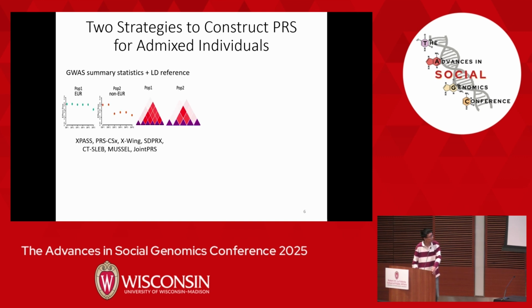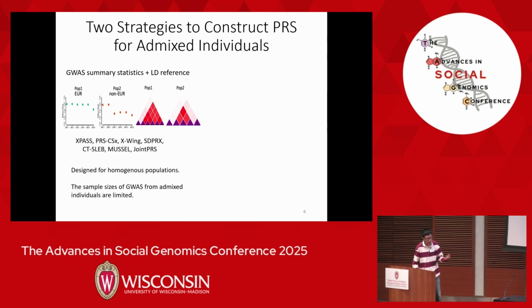Basically, in the past few years, there have been two strategies. The first is to utilize large-sample GWAS summary statistics and linkage disequilibrium reference panels from two populations. For example, one can be European, and another can be East Asian or African. So you can jointly analyze the data from the two populations using these kinds of methods. These methods make different assumptions, but they all use these two types of data sources to fit a model.